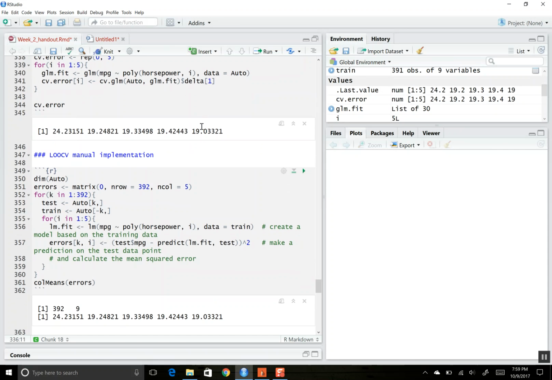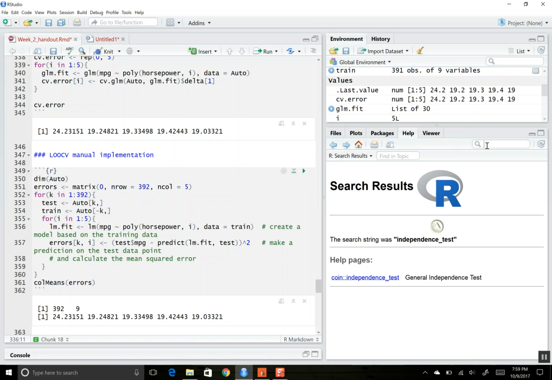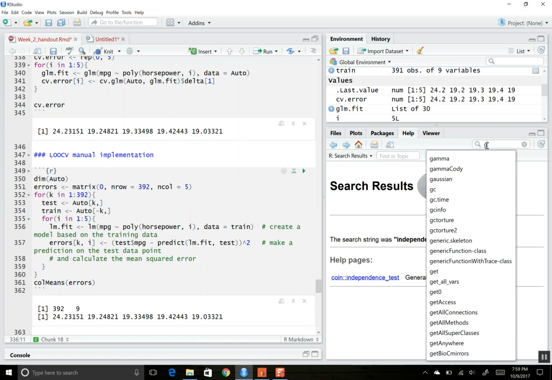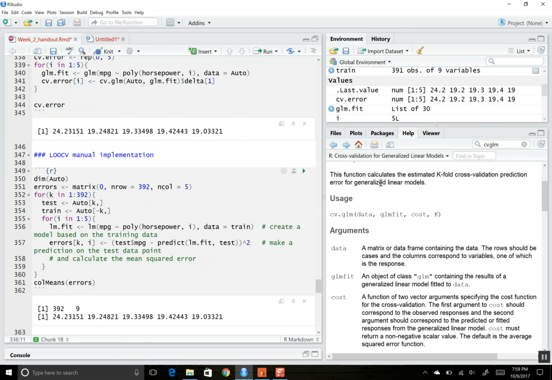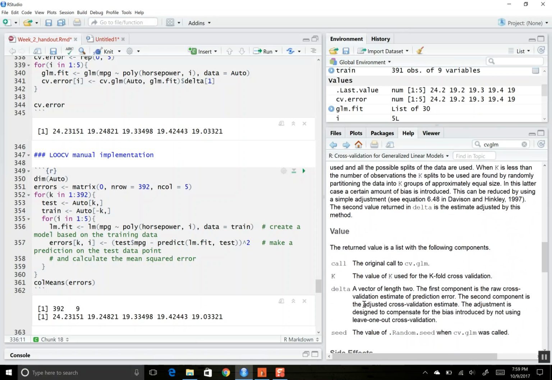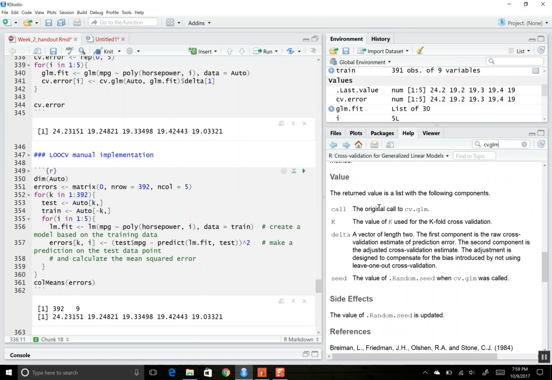Yes? Does the cv.glm function return a data frame? Is that why you're indexing to column delta, row 1? Yes. Actually, it returns a list of a bunch of stuff. I forget everything that's in there. Is delta a method of the function? Let's see, cv.glm, cross-validation for generalized linear models. Let's see the value that it returns.